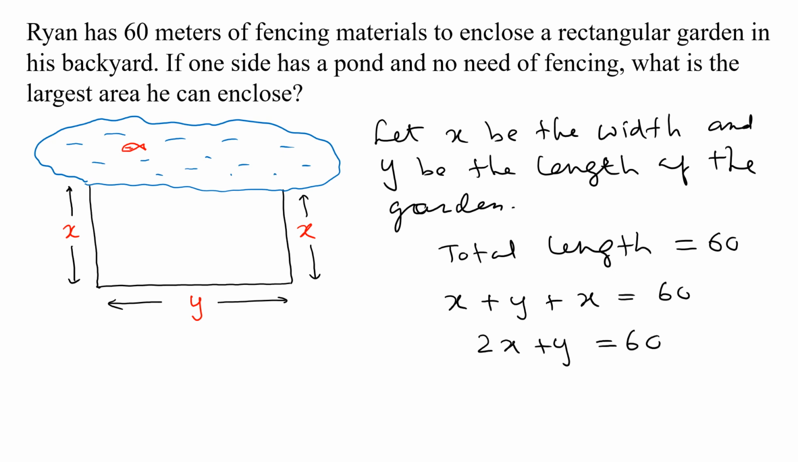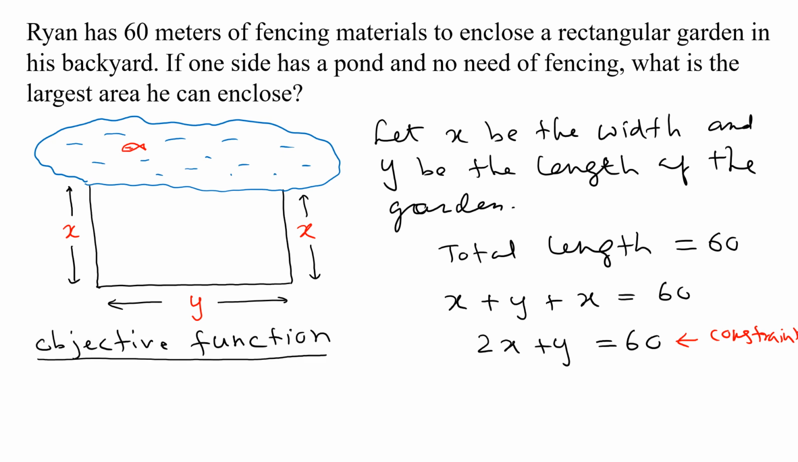So this is the constraint part. So you write the constraint. So that's the constraint. Now what we can do, we can write the objective function now. So let's write the objective function. Objective function in this case is the area. So we can say area. So which is the best letter would be A for that.